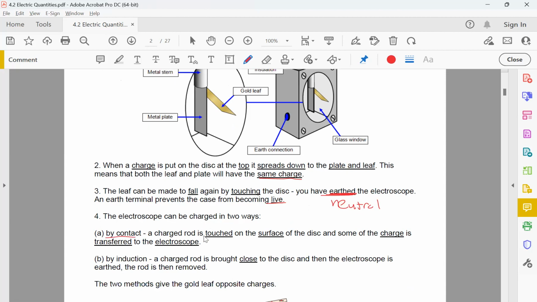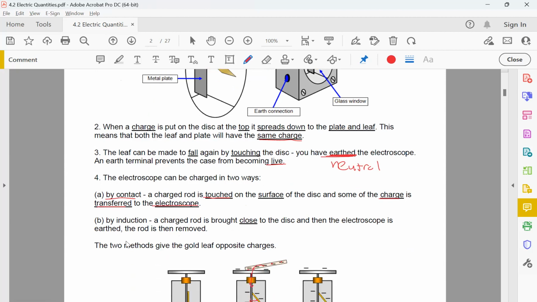Number one, by contact. A rod is touched on the surface of the disc, and some of the charges are transferred to the electroscope. Or it could be charged by induction. A charged rod is brought closer, it doesn't touch, it is close to the disc only, then the electroscope is earthed and the rod is removed.